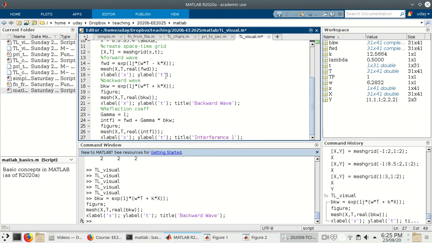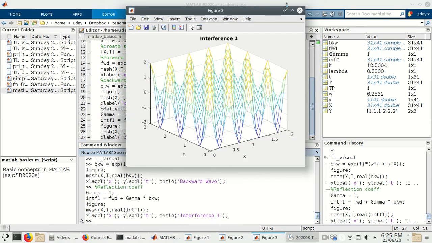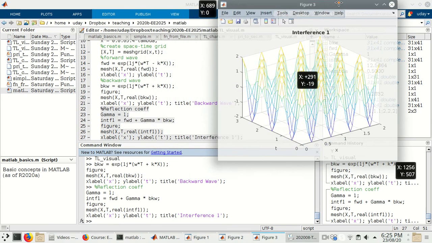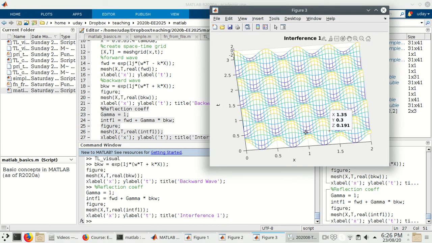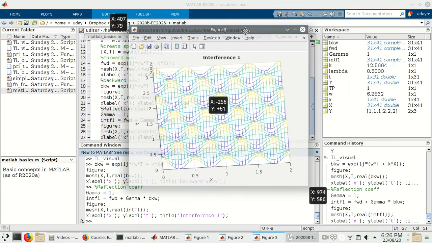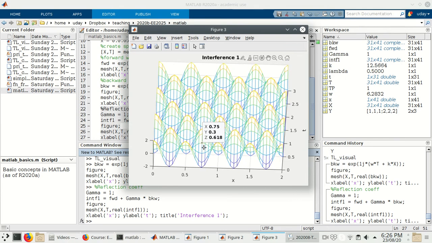Okay, as before, I don't need to run it from the beginning, so let's just run it from here. I evaluate selection. Okay, and what have I got over here? Right, so let's see. This is the interference pattern that I've got. This looks very, very different from what I had earlier, right? It's a very beautiful plot. It looks like an egg crate almost.